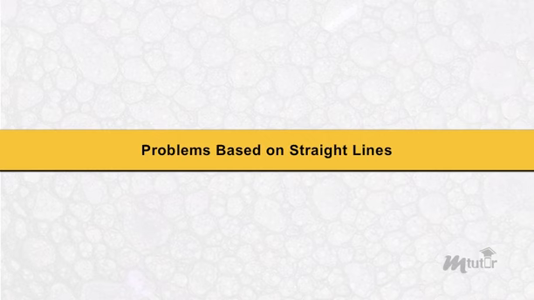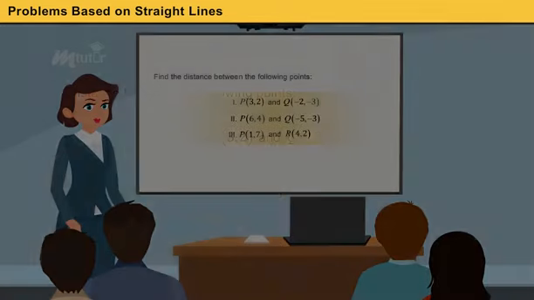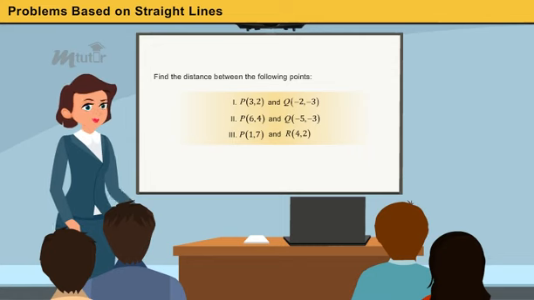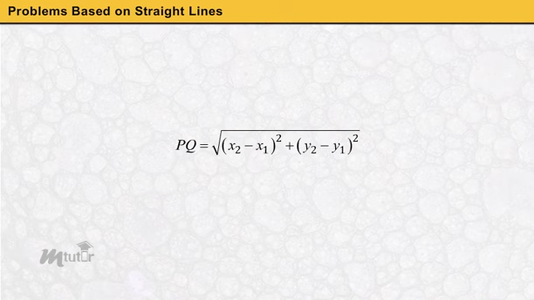Problems based on straight lines. The first problem we are going to discuss is to find the distance between the points displayed on the screen. Now, tell me the formula to find the distance between any 2 points. The formula is square root of (x2 minus x1) the whole square plus (y2 minus y1) the whole square.